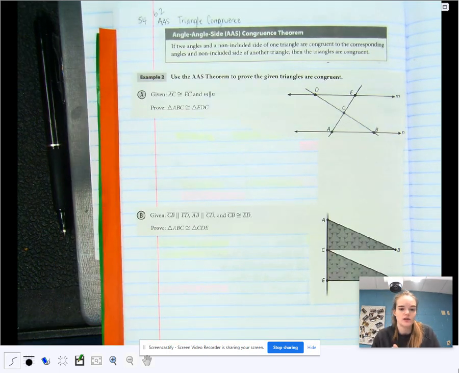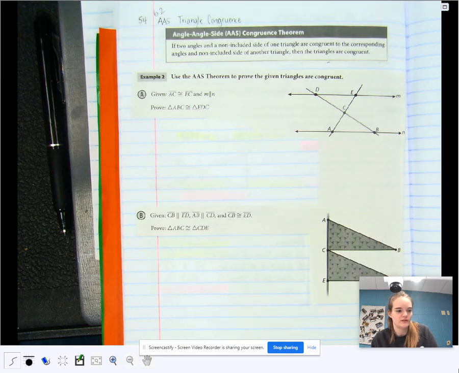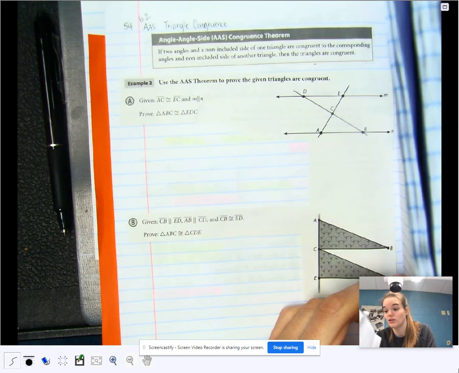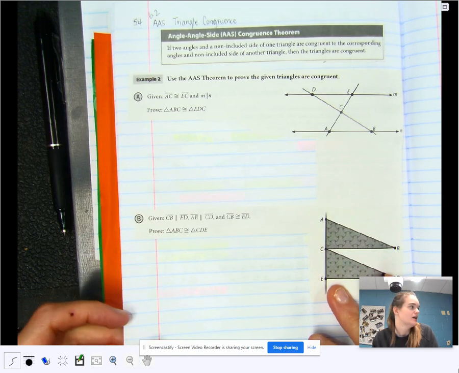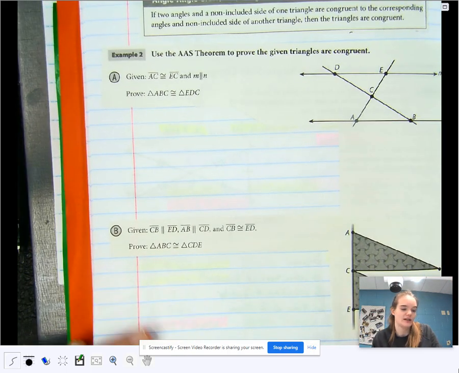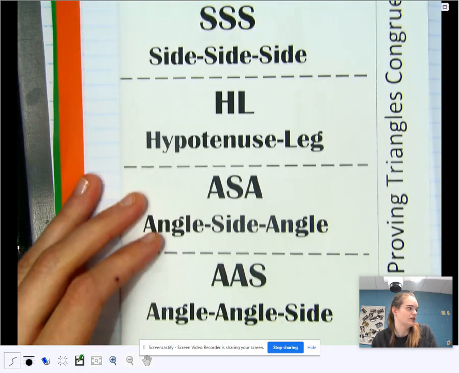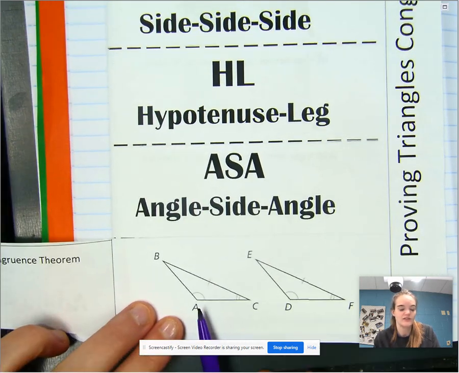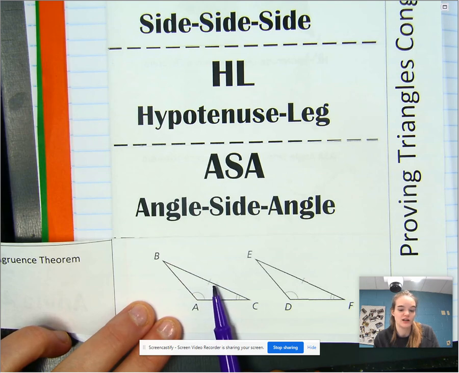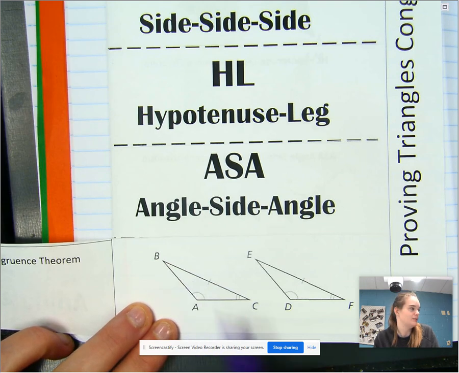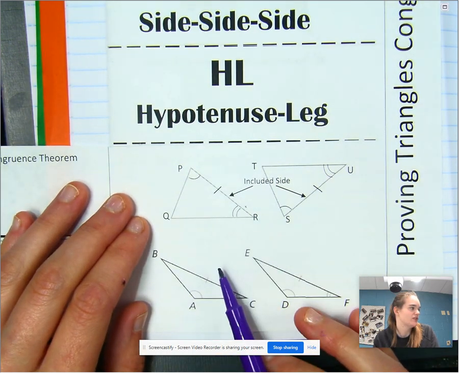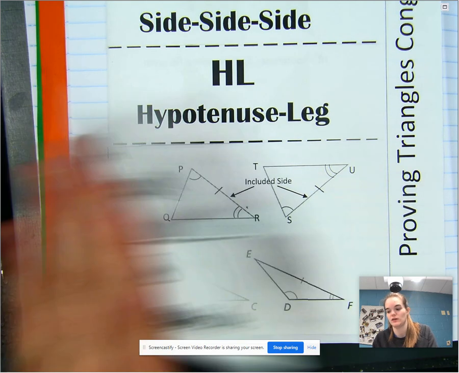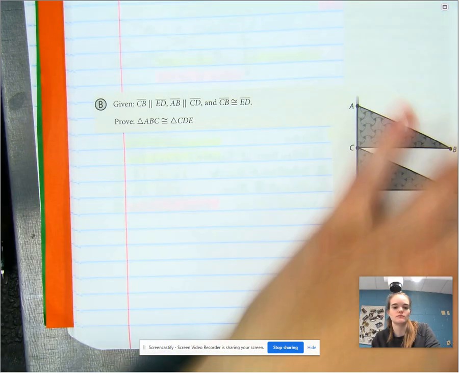Okay, so the angle angle side congruence theorem says if two angles and a non-included side of one triangle are congruent to the angles and a non-included side of another triangle, then the triangles are congruent. Let's talk about the difference between angle angle side and angle side angle. So I'm going to flip so you can see the difference. Here's angle angle side. It's two angles, and one of the sides that's not connected. So it could have been BC or it could have been AB. While angle side angle is the one with the side in between. So angle angle side is one that's not in between. Okay, that's the difference.